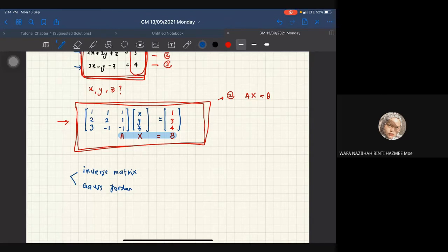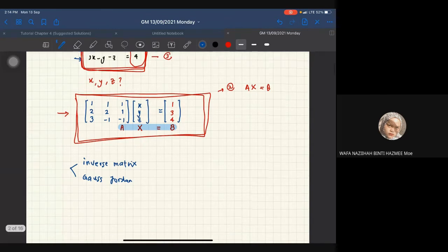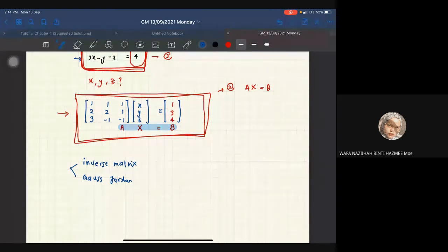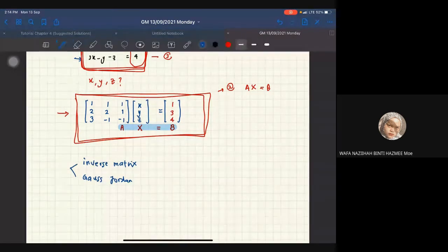Alright, so for inverse matrix sekarang kita ada, let's say we have AX equals to B kan. So itu adalah bentuk yang general. So awak ada AX equals to B. So aim awak adalah awak nak dapatkan X dekat sini. So you need to let X to be your subject. Macam mana awak nak jadikan X tu subject? So maksudnya kita nak X sahaja dekat depan. So apa yang mengganggu kita sekarang ni?